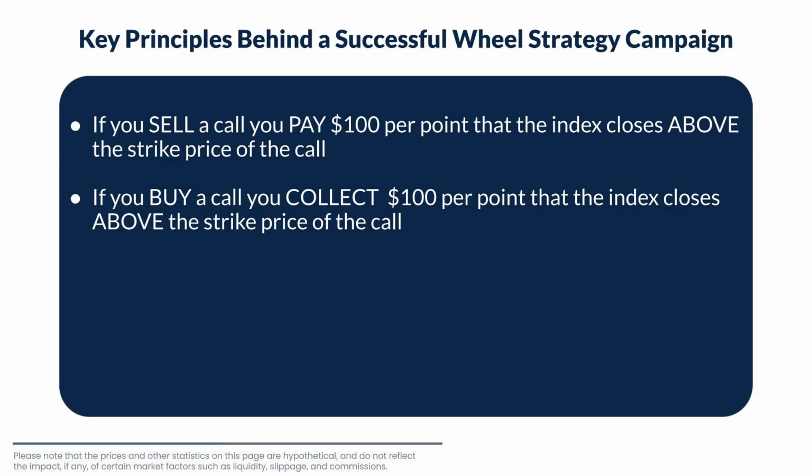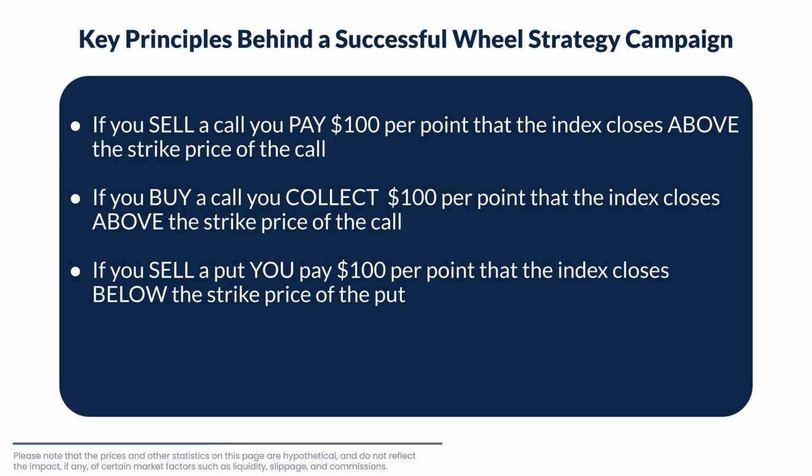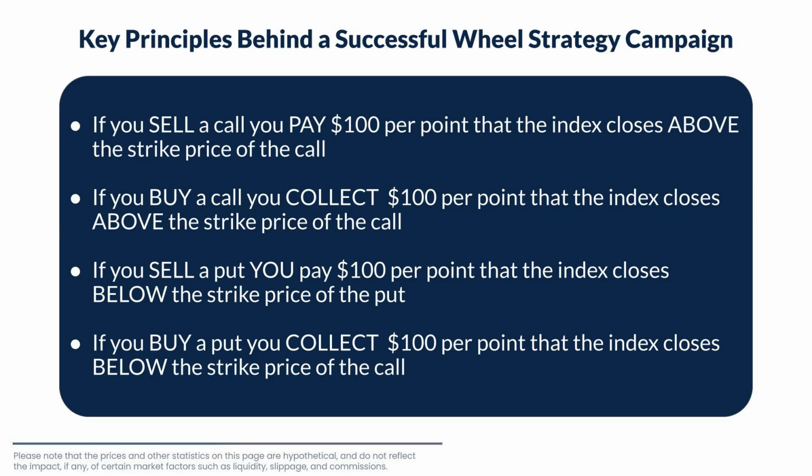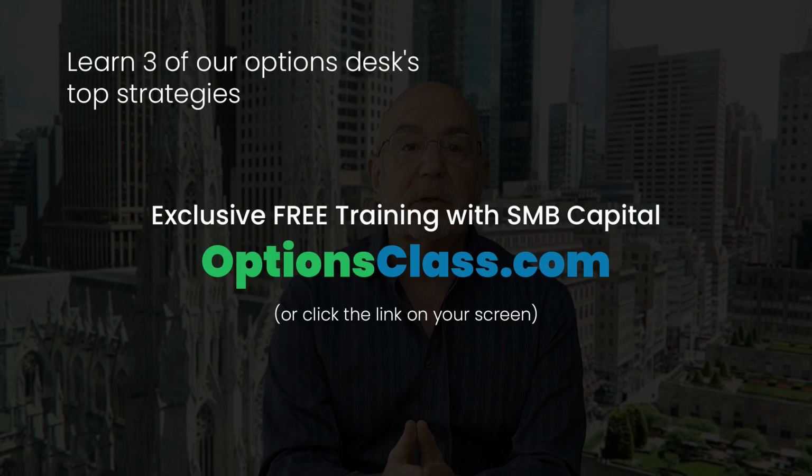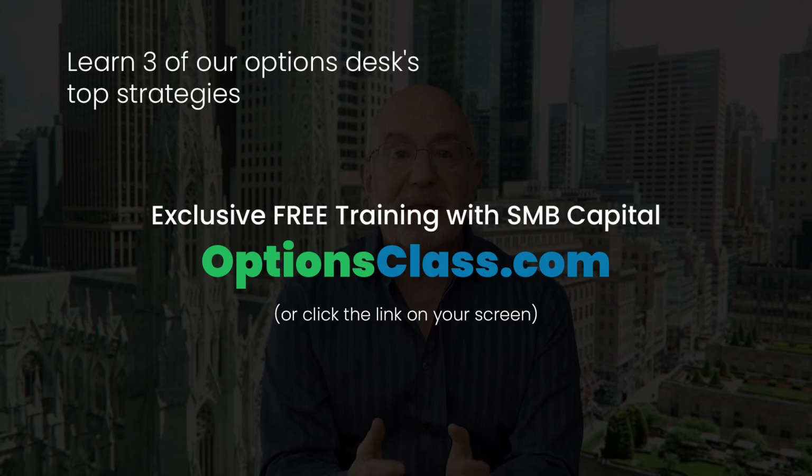And so on the downside, if you sell a put, then you are the one paying off $100 per point that the index closes below the put strike price. And when you buy a put, you're the one collecting the cash if the index closes below that put's strike price. So let's see what bearing this explanation has on the trade that we just did.